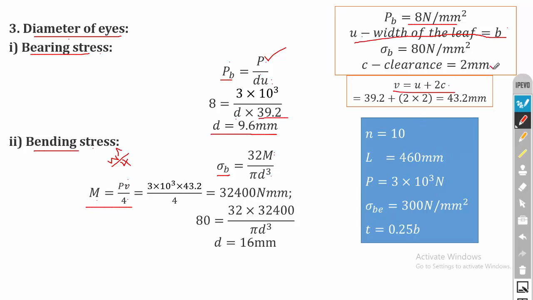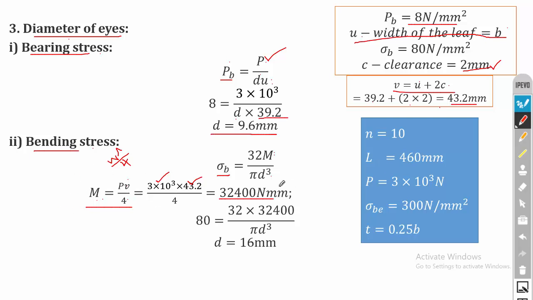Actually in the problem, the clearance value is not given, so I have assumed a clearance value of 2 mm. So V is 39.2 plus 2 into 2, that is equal to 43.2 mm. Substitute the value of V here and P, you will get the bending moment, that is 32,400 Newton mm. So this is the bending moment acting on the eye bolt.